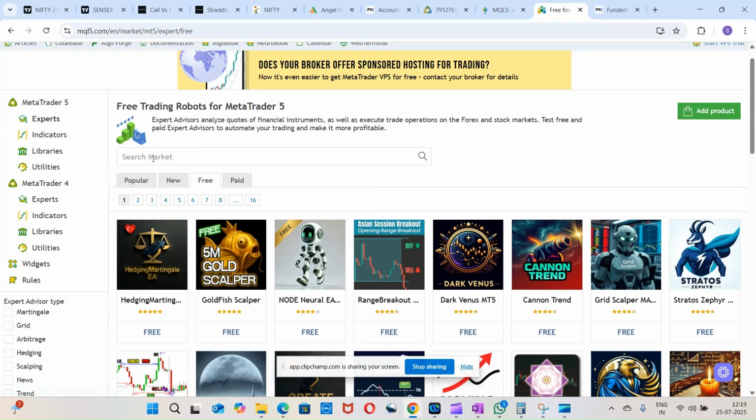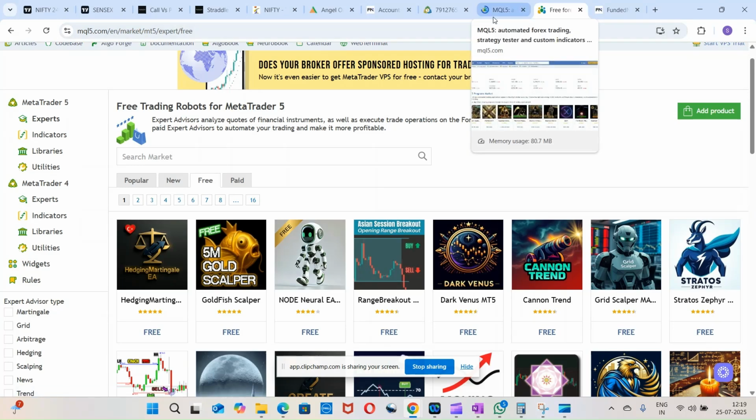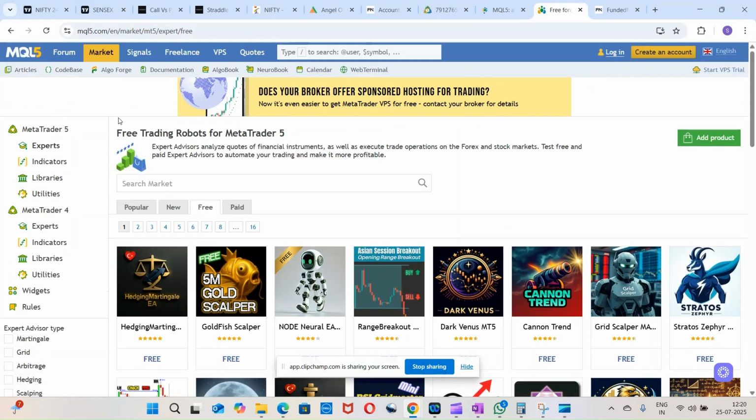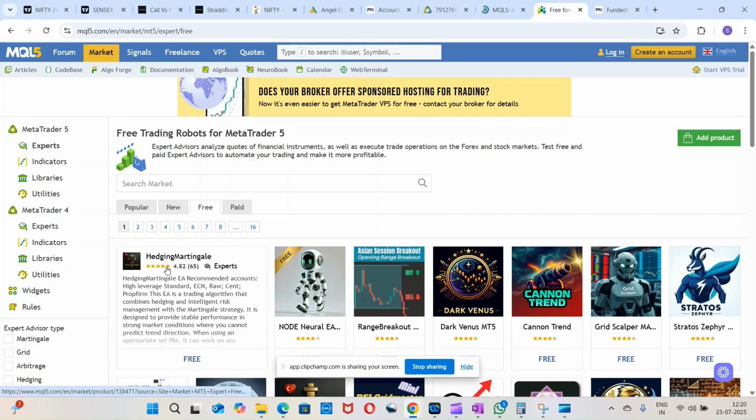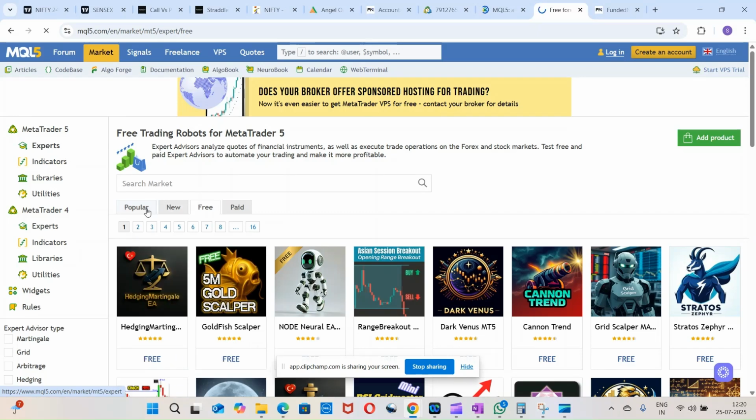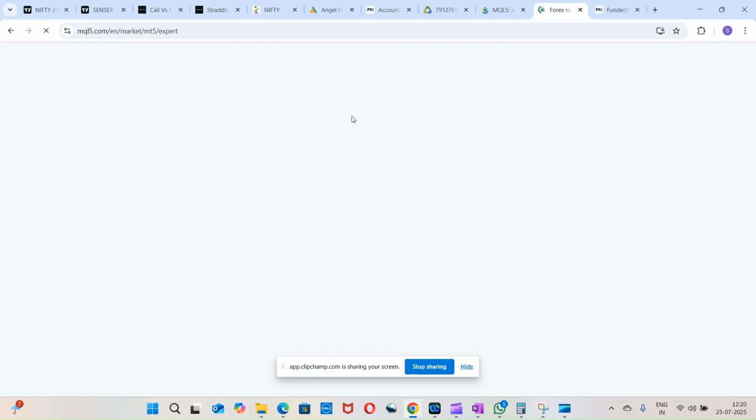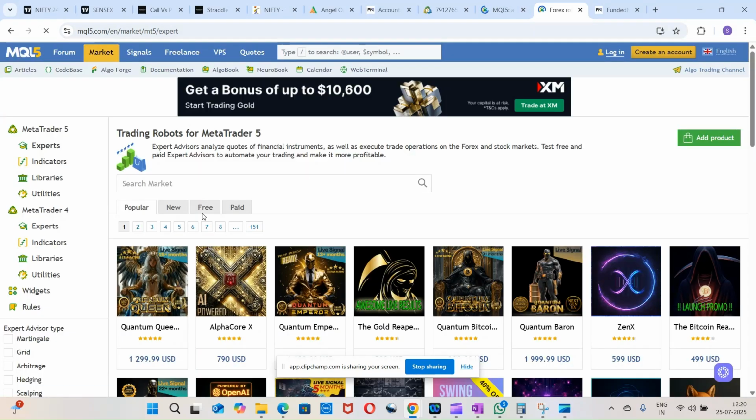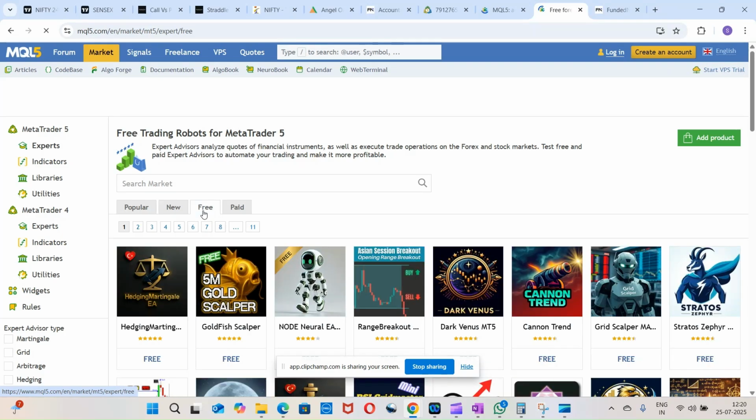So this is what traders trade in Dubai. They trade these asset classes, which are gold, silver, and currency pairs, and indexes, SPX. Those indexes they'll trade. So they have these markets, and these markets have experts. Experts means basically an algo. There are some algos which you can buy, or free ones are also there. These are the popular ones, and free ones are also there.